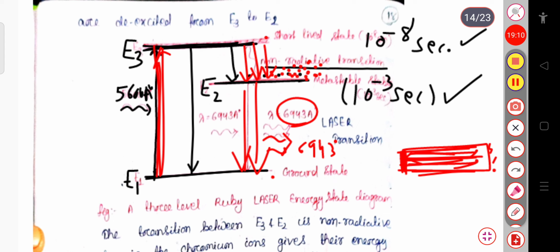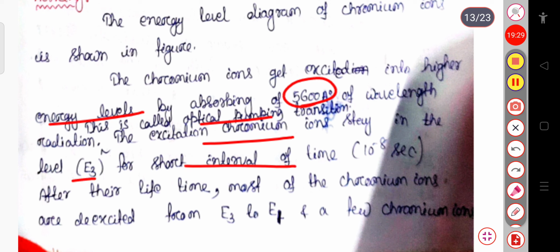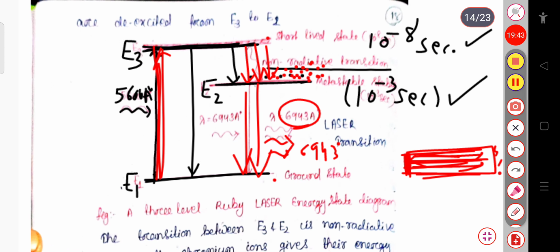Here you can see the chromium ions get excited into the higher energy levels by absorbing radiation of 5600 angstrom wavelength, which is called the optical pumping transition. But the excited chromium ions stay in the level E3 for a very short interval of time, 10 power minus 8 second. After their lifetime, most of the chromium ions de-excite and jump from the E3 state to the E1 state, and a few de-excite from E3 to E2 state.